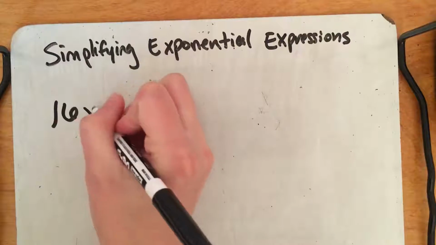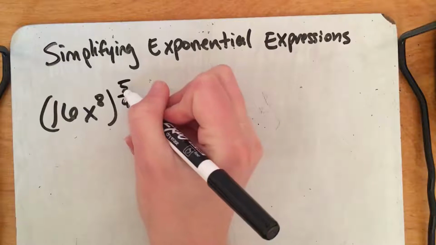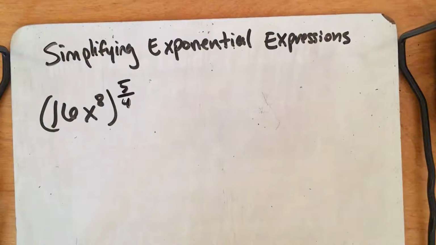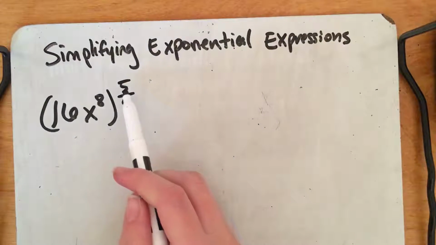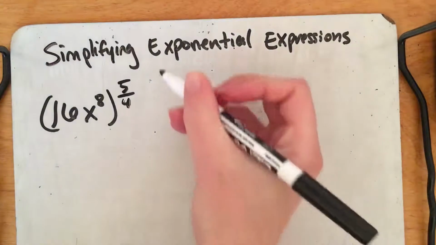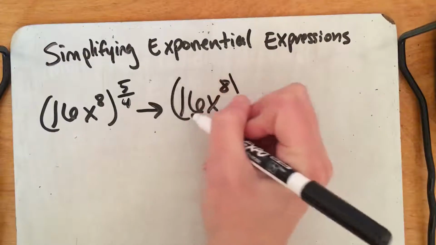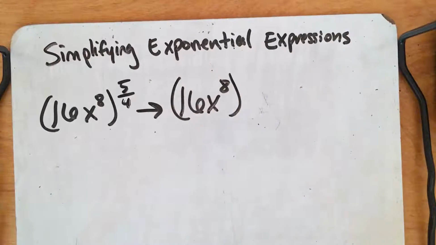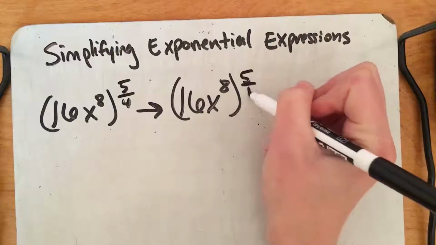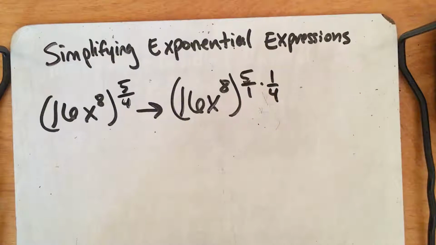Say 16x to the 8th, and all of that to the 5/4 power. Okay, so we have a fractional exponent going on in this problem, which just means it's a fraction and it's an exponent. So I like to think about this 5/4. I'm going to split it in half and separate the top and the bottom. So I'm going to change this into 16x to the 8th, and I'm just going to separate the 5. I could write it as 5/1 times 1/4. That means the same thing as 5/4, right?